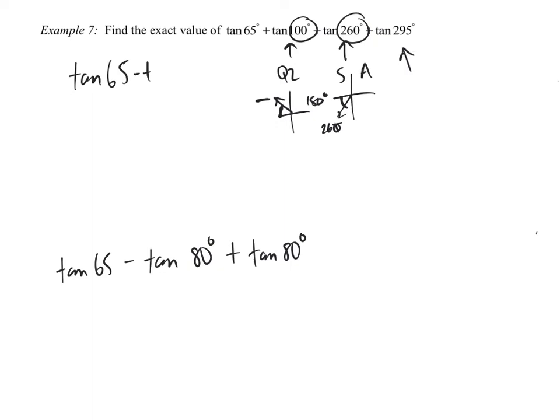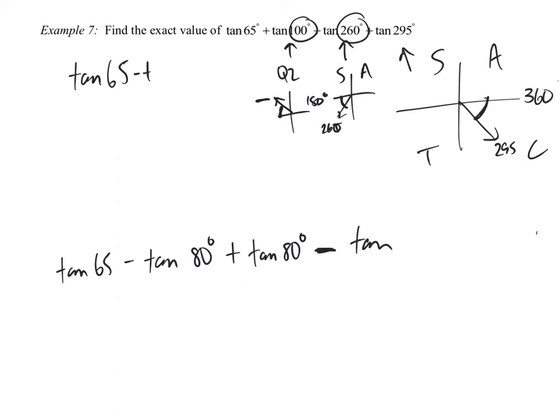And then 295 is going to be in quadrant 4. So 295 is going to be here. I know that in quadrant 4, tangent is negative, so I can go ahead and write this as negative tangent. And then I'm going to do the reference angle, which is here. Remember that this is 360 degrees. And so the difference between those is going to be 65 degrees.